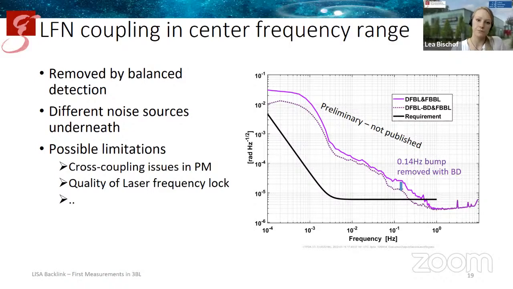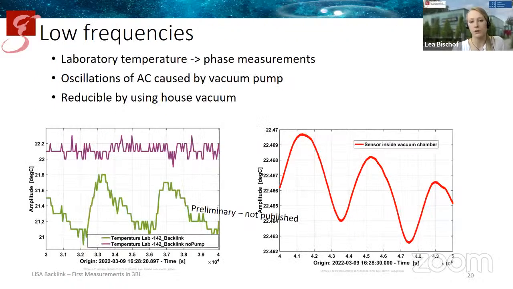noise floor. In the lower frequencies, we think that we are limited by temperature, which, well, as so often in low frequencies, and we can really see that our laboratory temperature couples into our phase measurements. And this is especially bad as soon as we activate our vacuum pumps, because somehow this additional heat load in the laboratory starts oscillations in our air conditioning, which is very unfortunate. So you see here a normal lab condition, and then with vacuum pumps running, you see this strong oscillation, which also couples into the sensors inside the vacuum chamber.